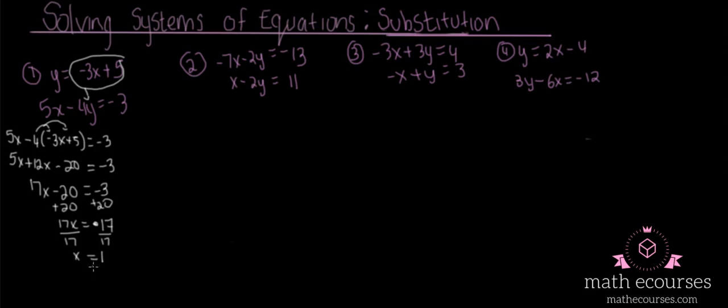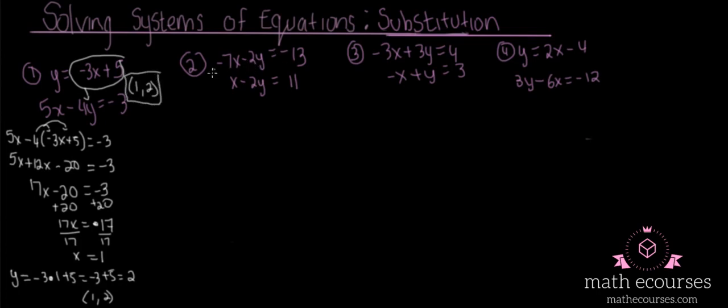Now I just need to find y. You can plug this into either equation, but it's definitely easy to plug it into the one that's already solved for. So I have y equals, I'm going to plug it into the first one, negative 3 times x, x is 1, plus 5. This is negative 3 plus 5, which is 2. So write it as an ordered pair. You will get 1 and 2. That's your final answer for this one.